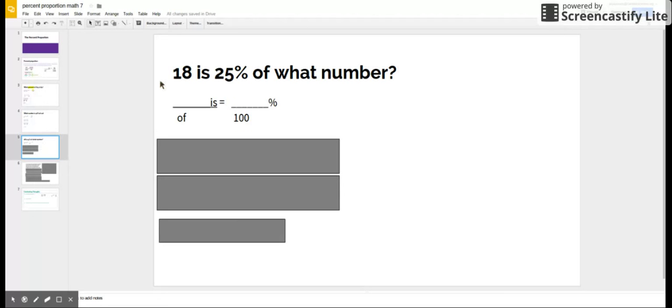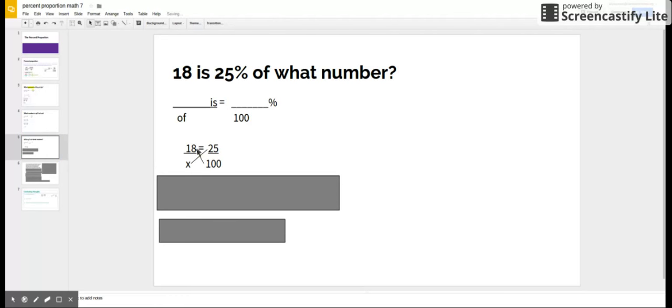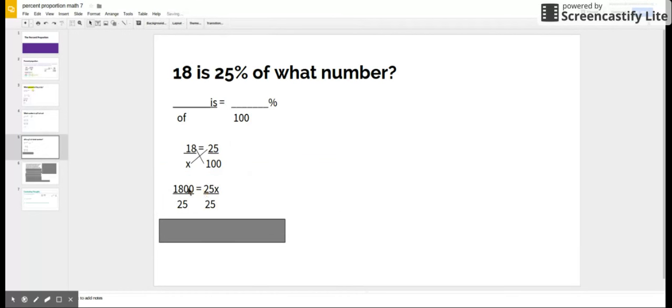Here's our next example. We have 18 is 25% of what number? So we have 18 is, so 18 is going to go up here. 25%, so percent's going to go up here. Of what number? We don't know what number, right? Okay, so let's set that up. We have 18 over x, then 18 is 25% of what number? And then we just cross multiply. So we have 1800 is equal to 25x. Divide both sides by 25, and you get your x to be 72.